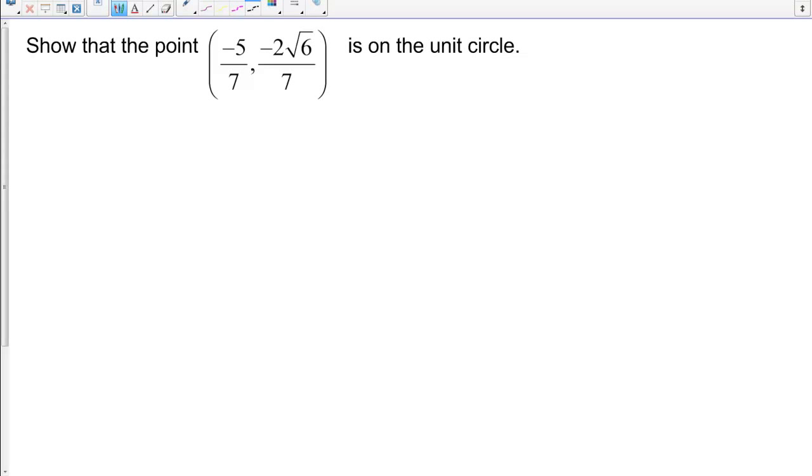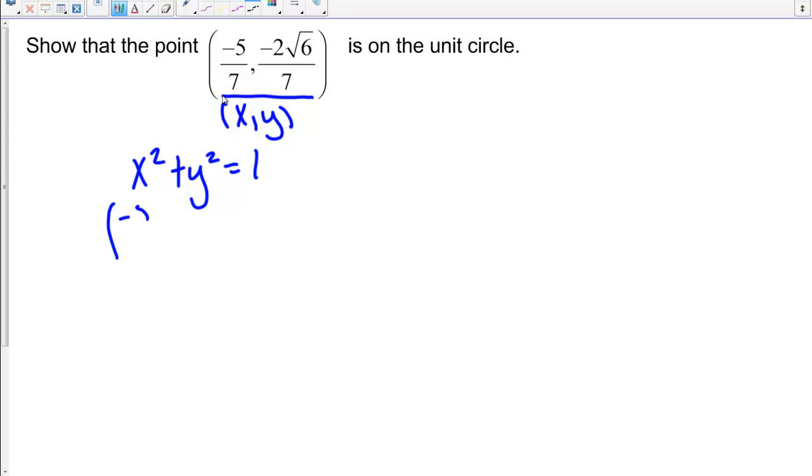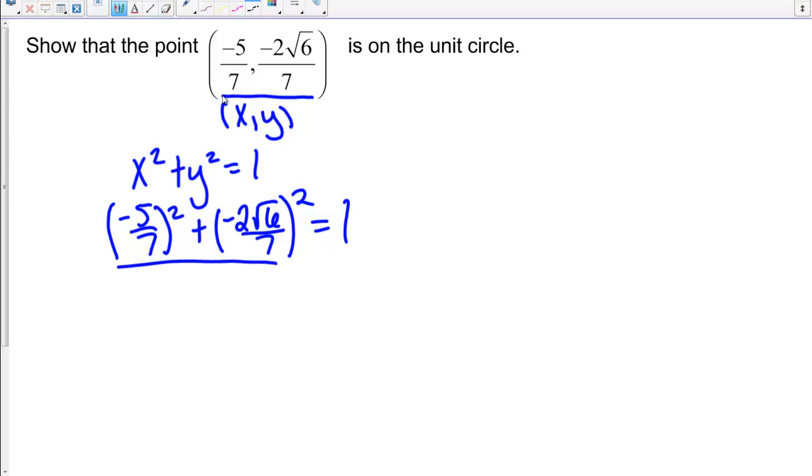Next, we need to show that a point is on the unit circle. Remember that if a point satisfies an equation, then when we plug in these values for x and y, this is an xy coordinate, then both sides should be equal. So what that means is we have x squared plus y squared equals 1 as our equation for the unit circle. When we plug in negative 5 over 7 for x, and negative 2 square root of 6 over 7 for y, these two values should end up equaling 1.